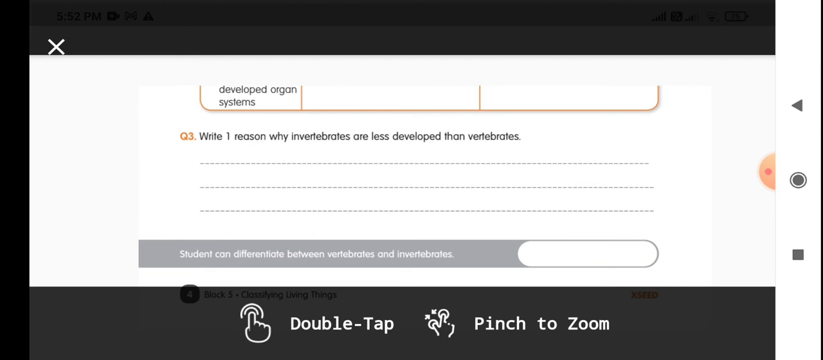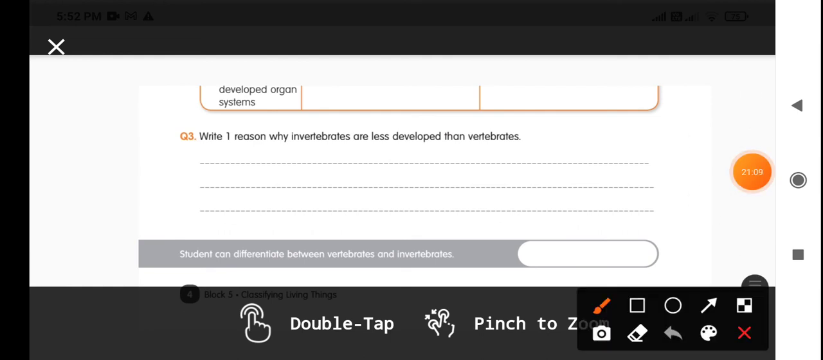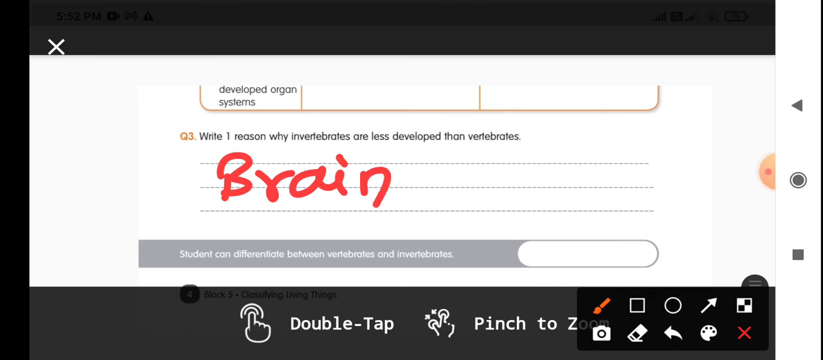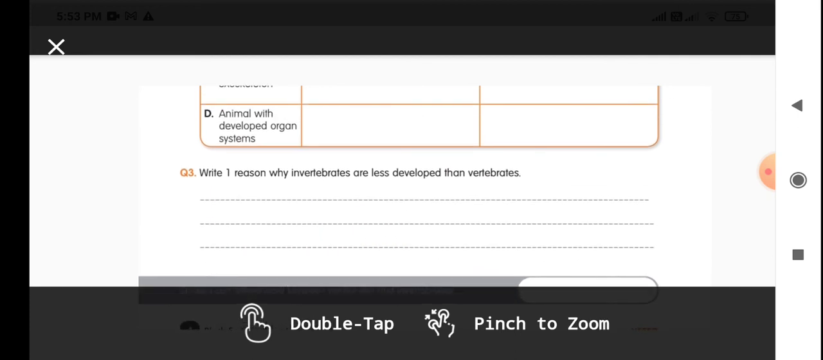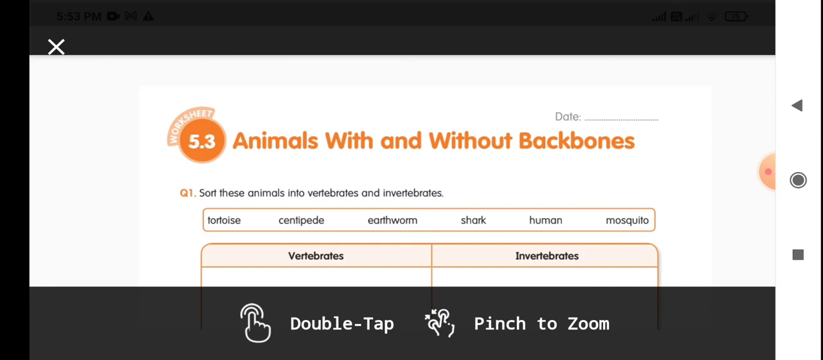And the last question: write one reason why invertebrates are less developed than the vertebrates. Just now we discussed that the brain is not so developed in invertebrates as in vertebrates. So that's why they are less developed than the vertebrates. I just gave a clue for you. Based on this, you write your answer in one or two sentences, children. Now we will see the practice questions discussed in this lesson.